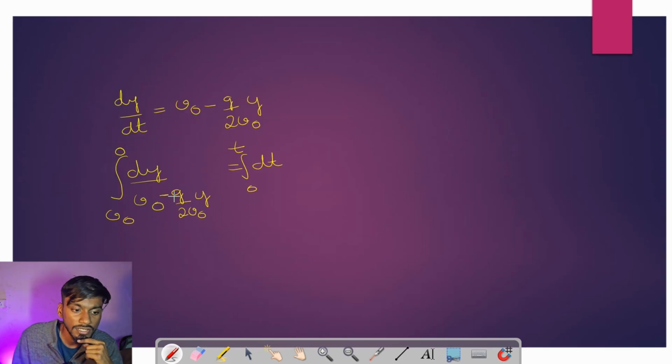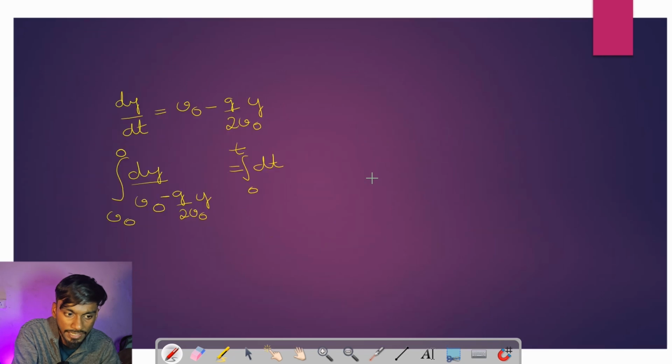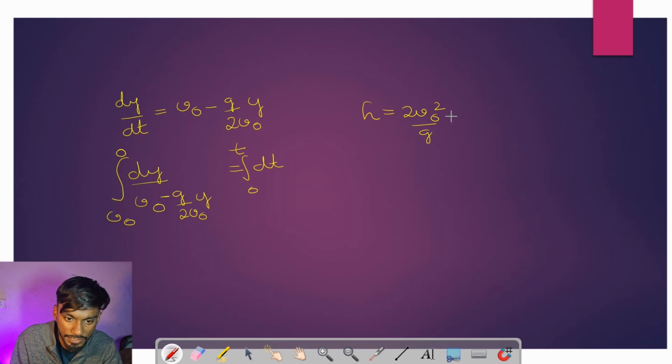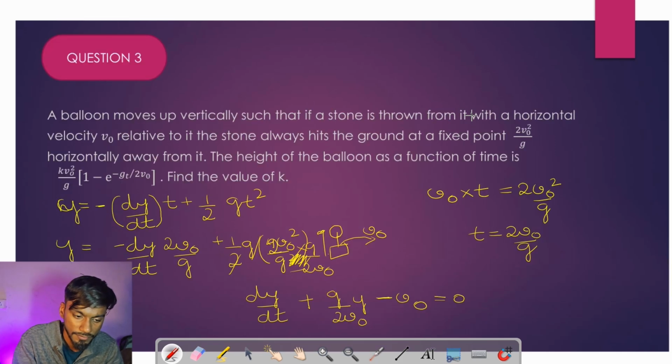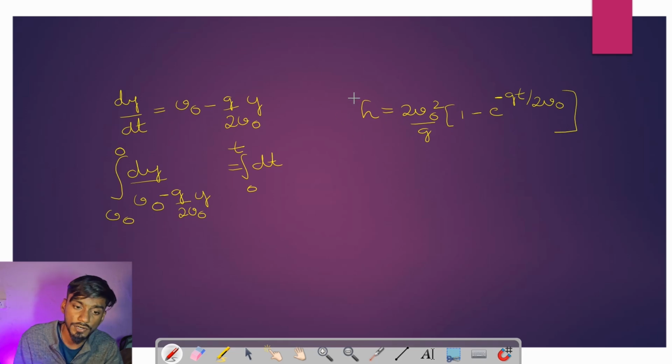That's it, done. So let's integrate this. I am going to leave the integration to you because it's an easy thing, and you will get the final height of the balloon as a function of time, that is 2 v naught square by g times 1 minus e power minus g times t by 2 v naught. Very important question.